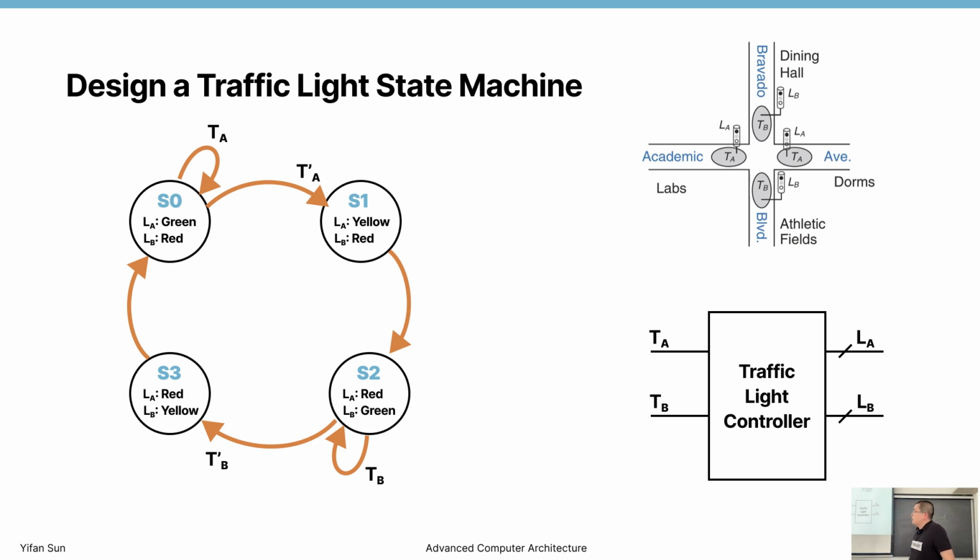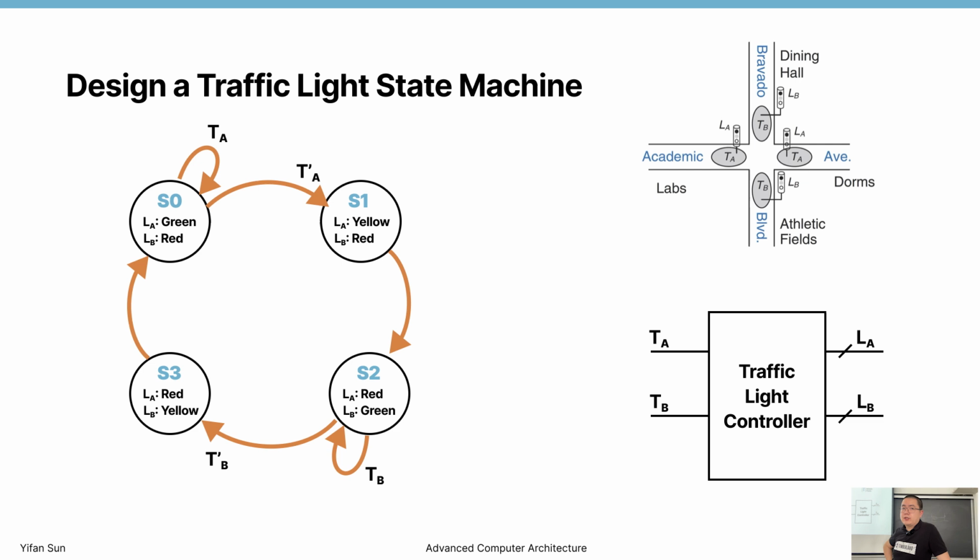Then to transit, if we want to flip, we have to let LA go to yellow state for a while, then let LB stay in red. Then we can do the flip. Then in this case, LA is red, LB is green. Now, if we want to flip again, we have to make S3, the fourth state. S3 is LA is red, LB is yellow. So 4 states in total that list all our possibilities.